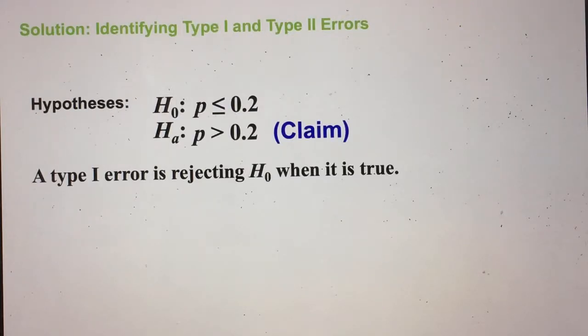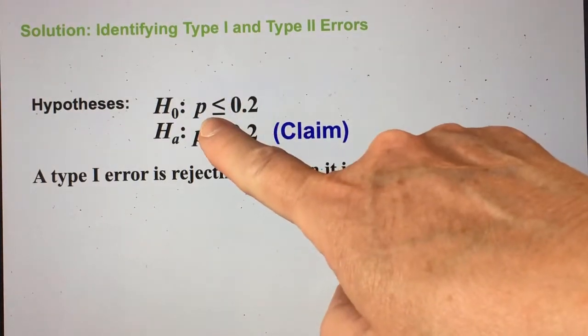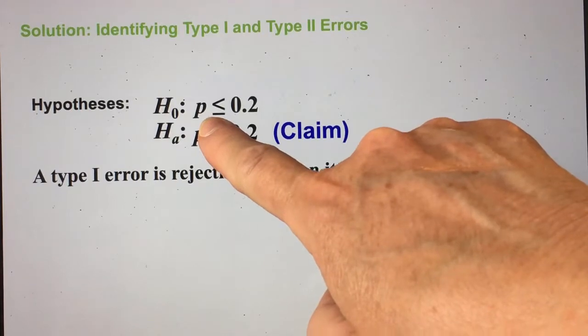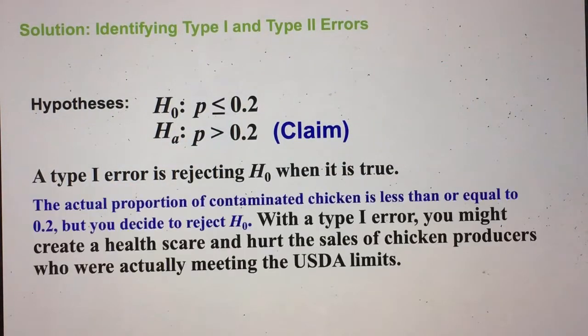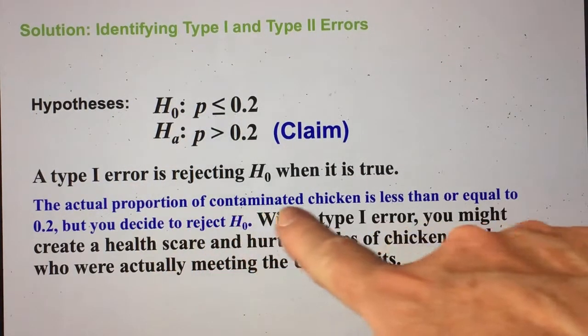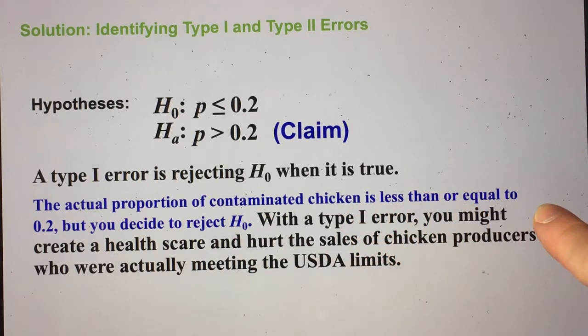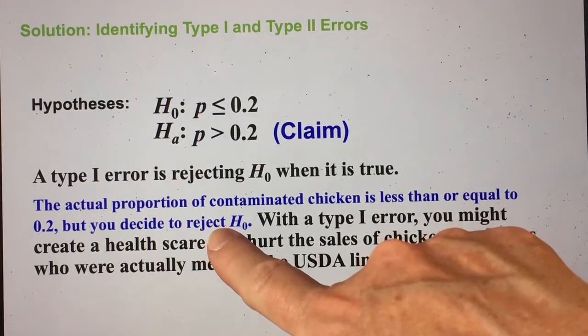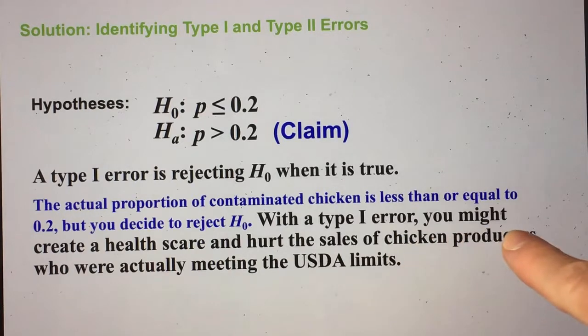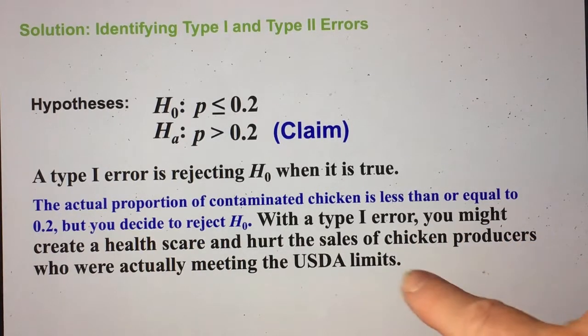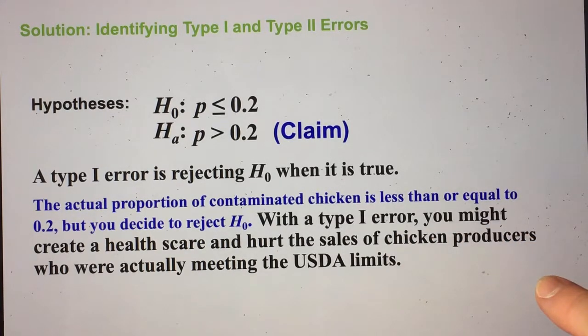What is a type 1 error? A type 1 error is rejecting H sub 0 when it is true. Here, H sub 0 is that we've got good chicken, but we reject that we have good chicken. The actual proportion of contaminated chicken is less than or equal to 0.2, but you decide to reject H sub 0. With the type 1 error, you might create a health scare and hurt the sales of chicken producers who are actually meeting the USDA limits.